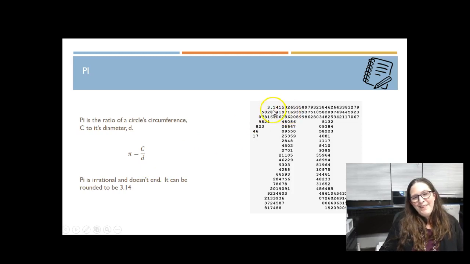Now in your notes, you don't have to write down all of the digits of pi in the graphic here, but you should definitely practice drawing that symbol if you're not used to it.